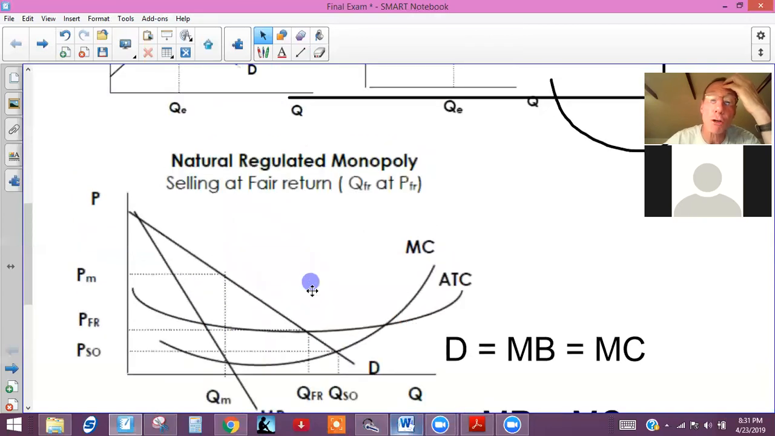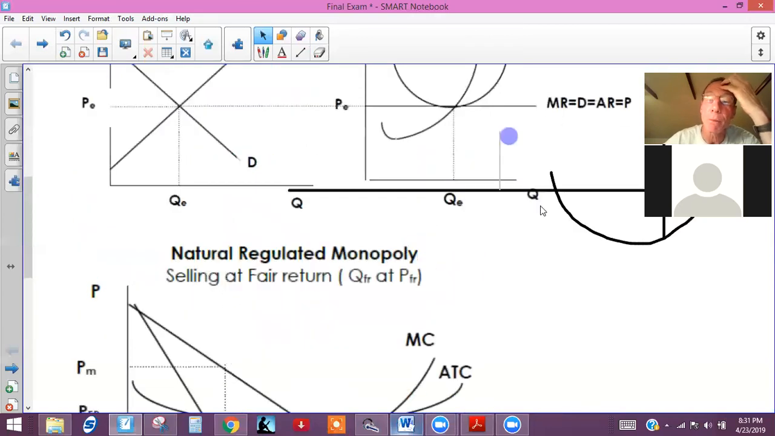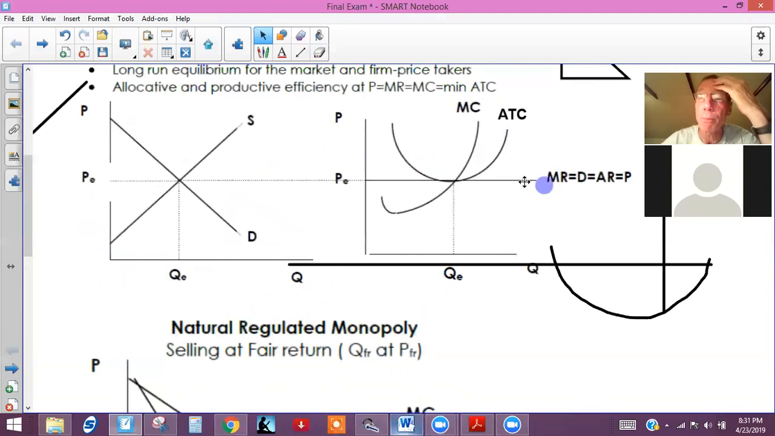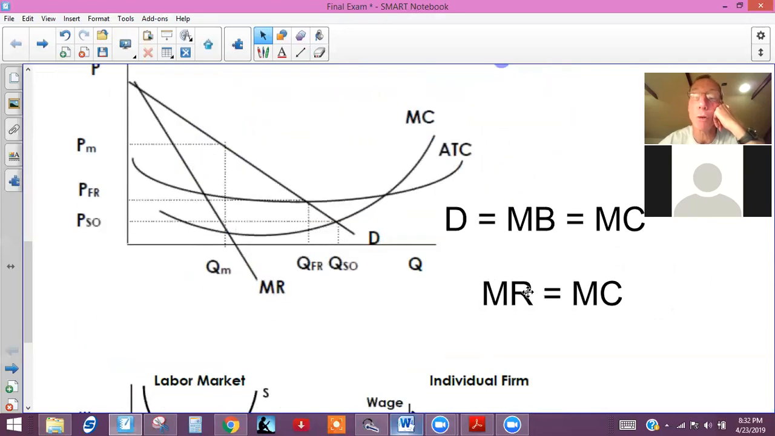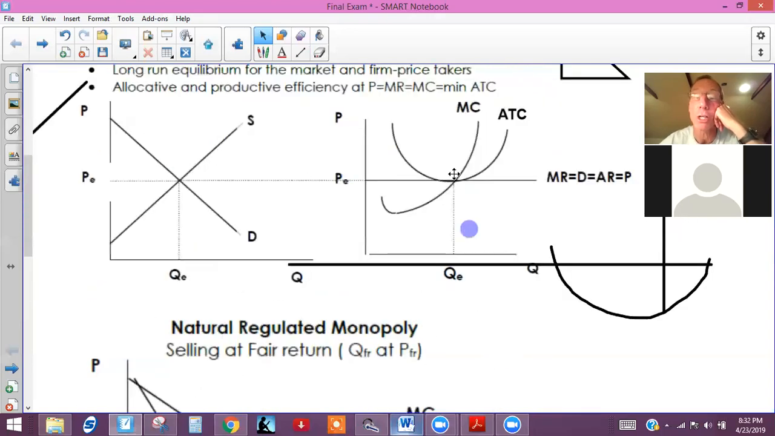Whereas marginal revenue in a perfect competitor is price, is demand, all the same, because it's a price coming from the market. So which point does a monopoly produce at? They both produce where marginal revenue equals marginal cost, both of them. It's just that for a perfect competitor, marginal revenue equals marginal cost is also price, is also demand.